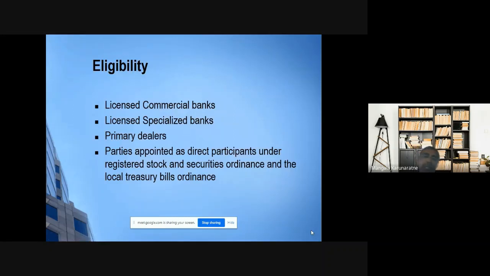Parties appointed, like I said earlier, parties appointed as direct participants under the Registered Stock and Securities Ordinance and the Local Treasury Bill Ordinance. So there are some institutions who are not banks, who are not commercial banks or specialized banks, but who can be a part of the RTGS system, right?